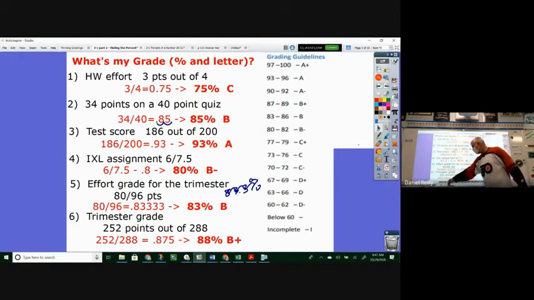But 252 divided by 288 is 0.875. Rounding to the nearest whole percent, because this 5 is a 5 or higher, you round up to 88%. You could also call this 87.5%. Okay? All right, that's the lesson.